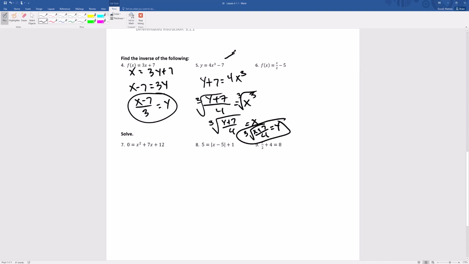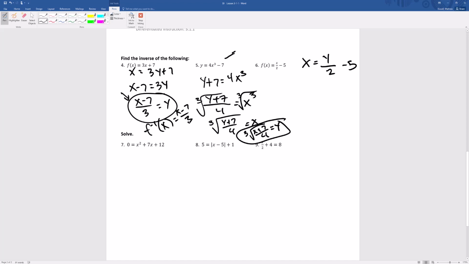For this one right here, switch the x and y. Right, and now you just got to get y by itself. A few things to note about this. If it's a function, so in this instance, because there's no plus or minus here, you can use that inverse notation.